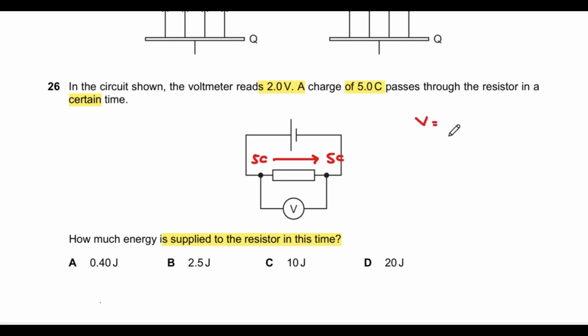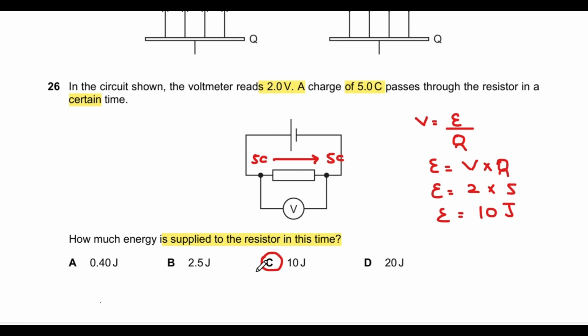Potential difference is defined as energy supplied by a unit or 1 coulomb charge by passing through any component. So energy would be voltage multiplied by charge. Now I'll put the values. Voltage is 2 across the resistor and charge is 5. That means energy supplied would be 10 joules, which is option number C.